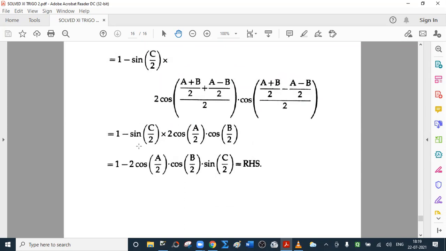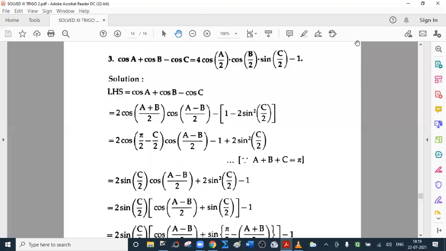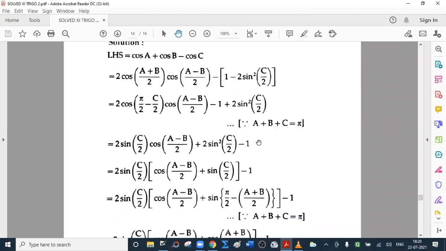So that gives me 1 minus sine C by 2, 2 cos A by 2, cos B by 2. Rearrange the terms. So 1 minus 2 cos A by 2 into cos B by 2 into sine C by 2, which is nothing but right hand side. Actually, the third was given for homework. So this is the solution.